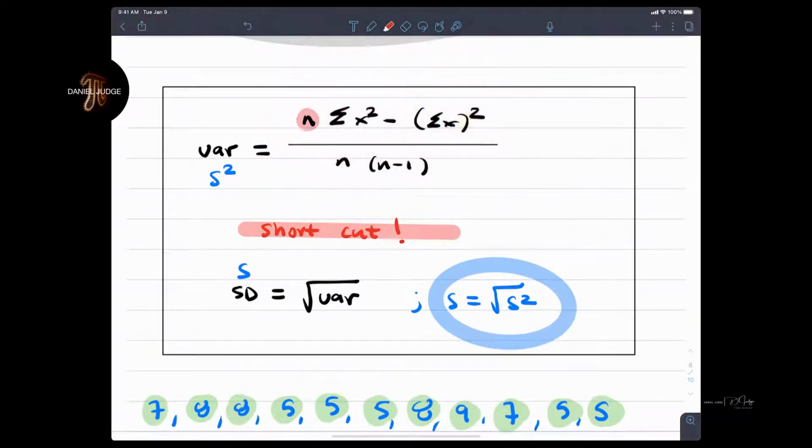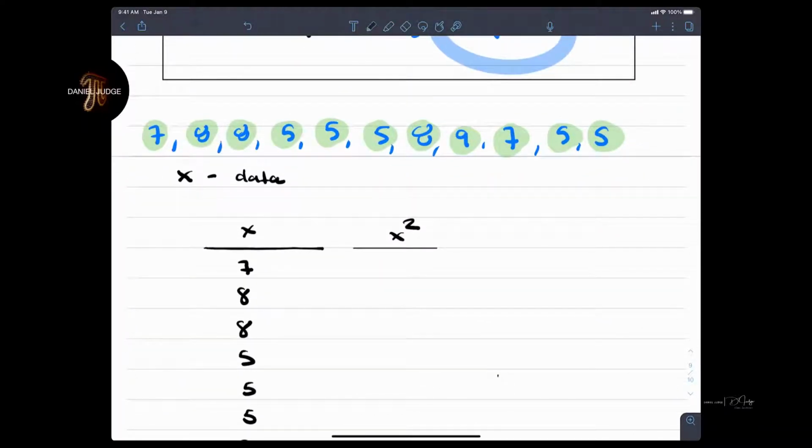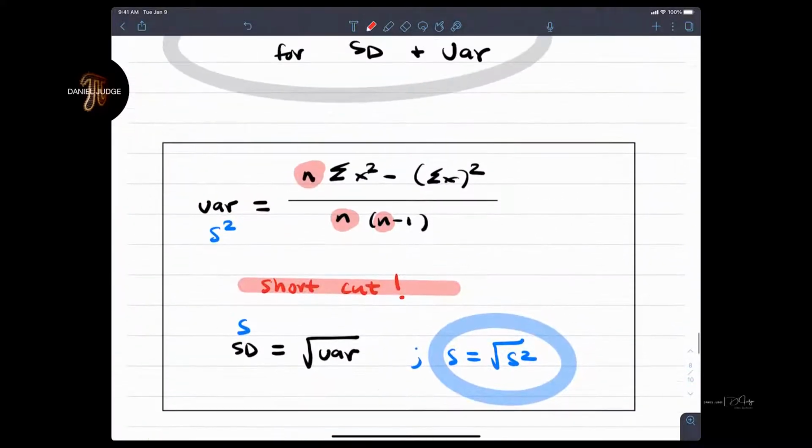n is the sample size. You know that already, n. And we just counted. If you remember, let's double check. n was 1, 2, 3, 4, 5, 6, 7, 8, 9, 10, 11. So the sample size here is 11. So in the shortcut formula, we already know, put an 11 here, put an 11 here, and an 11 here.